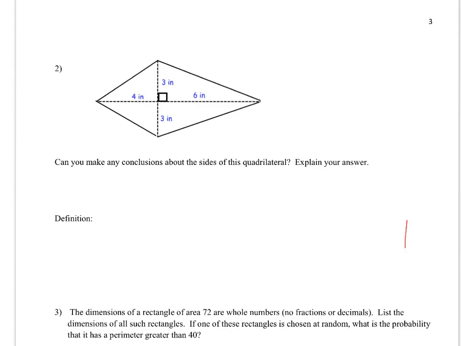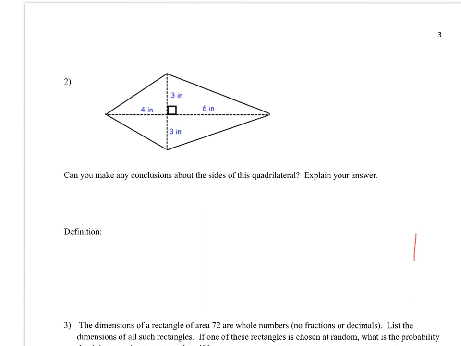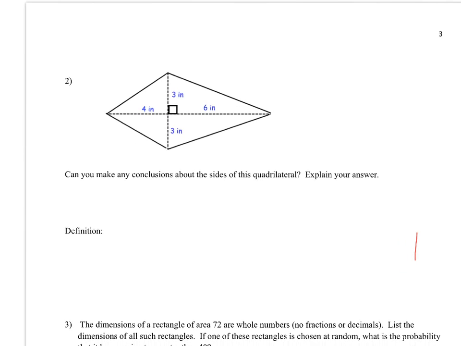Okay, for number 2, it's asking us if we can make any conclusions about the sides of this quadrilateral. So in order to make conclusions, I'm going to examine all the different little triangles. This triangle and the one below it, are they congruent triangles? So I see that we have side, angle, and side that are the same. So by side, angle, side, those two are congruent. And the same thing's going to be true on the other side, that we also have side, angle, side.